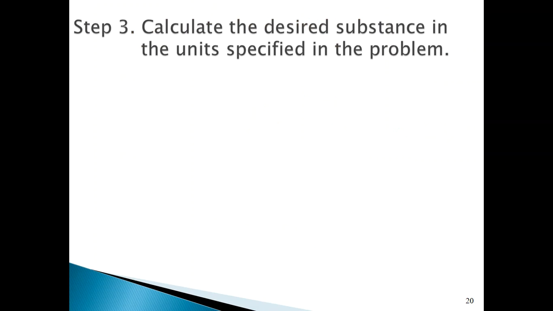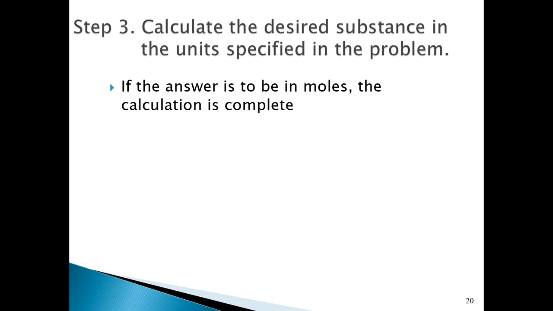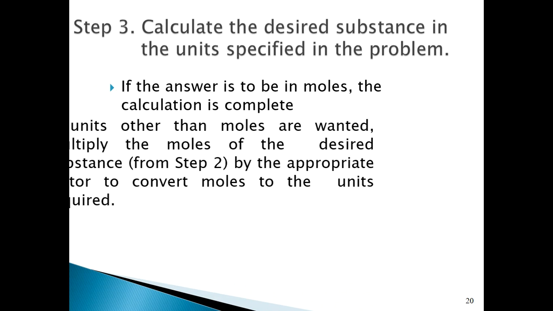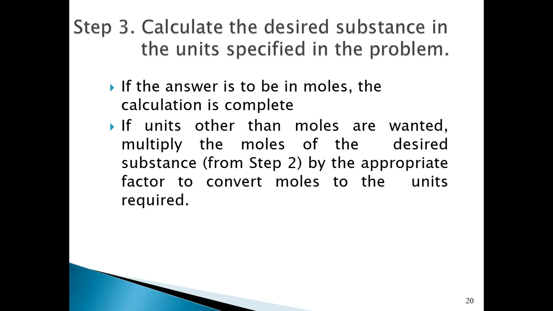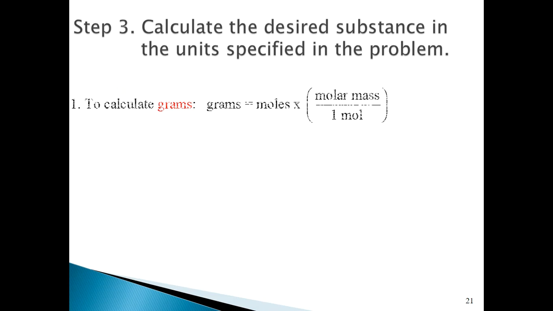In step number 3, you're going to calculate the desired substance in the unit specified in the problem. As I said before, the question could be asking for the answer in moles, in which case you just stop at step number 2. But if the question is asking for the answer in, let's say, grams, then you'd have to do the conversion from moles to grams. So you take the moles and multiply by the molar mass of the required or desired substance, and that gives you the grams.